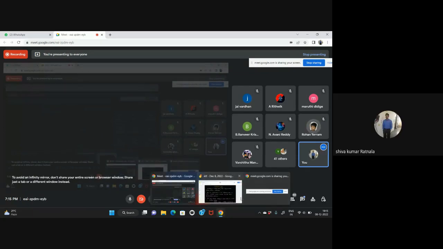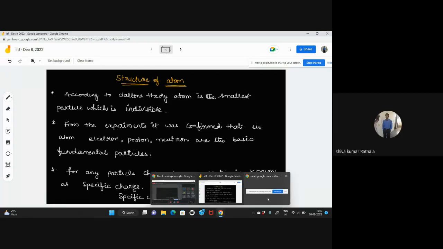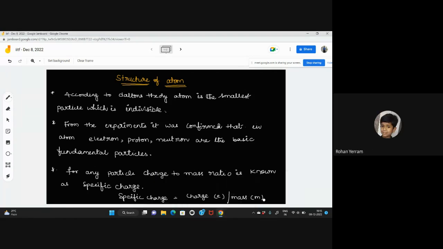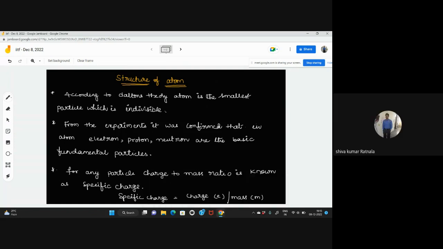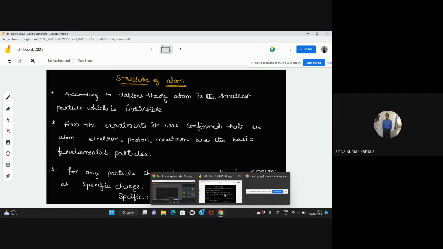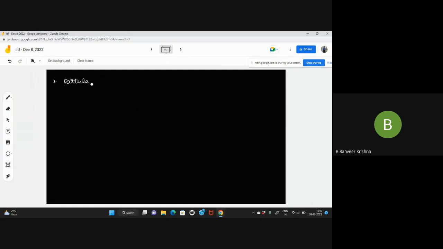Sir, specific charge means it's the ratio of charge and mass, right? Yes, that only I had written. So what is the difference between specific charge and charge, sir? Charge of a particle is different, and specific charge is the ratio of the particle's charge to mass. When I'm giving the valuation, you will get that.